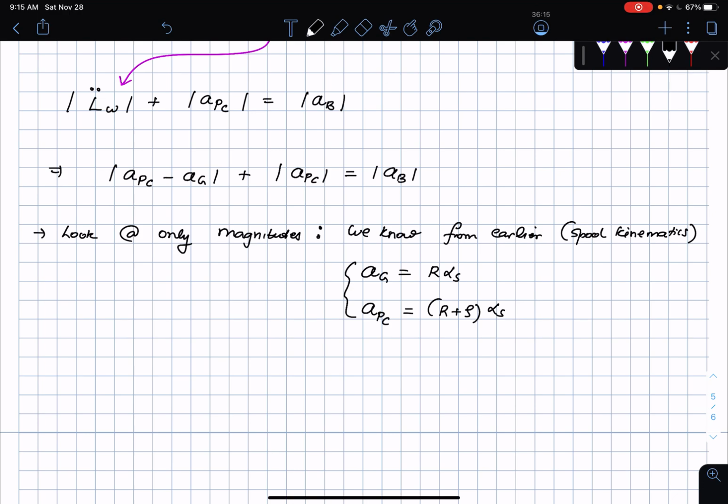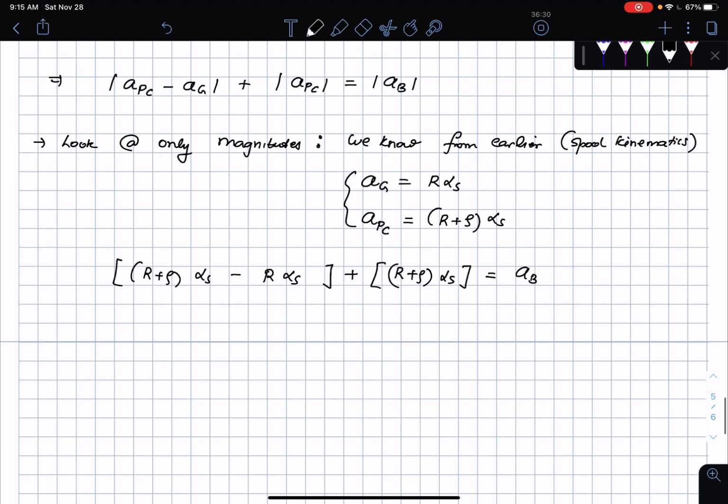Okay, so APC minus AG is just going to be r plus rho times alpha s minus r times alpha s plus r plus rho times alpha s is equal to acceleration of the block, or r plus 2 rho times alpha s is equal to AB. This is the fundamental relationship between the acceleration of the block and the angular acceleration of the spool. Okay, this is an equation that we're going to be making use of very soon. This is the one that combines the motion of the two systems together.